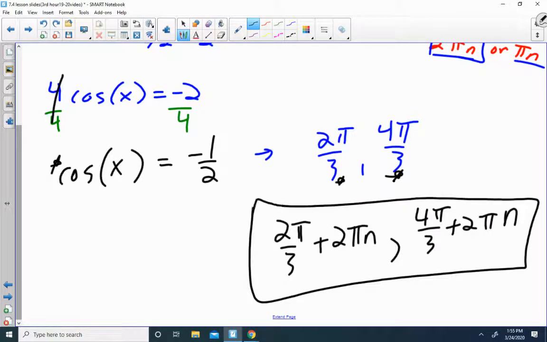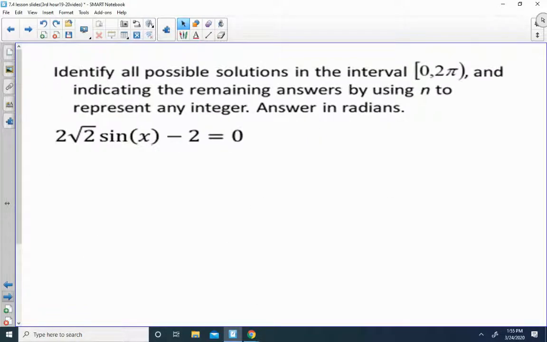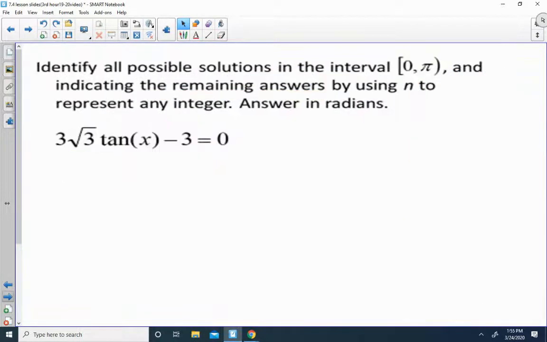And that is how you are going to label it in the Hawks program, just like that. Add 2 pi n to each of your answers with a comma in the middle. Just like that. And that's how you label all infinite solutions to this equation. Easy as that. Basically exactly what you're doing, just add 2 pi n. Done. All right, I think we only have 2 more examples like this to cover.